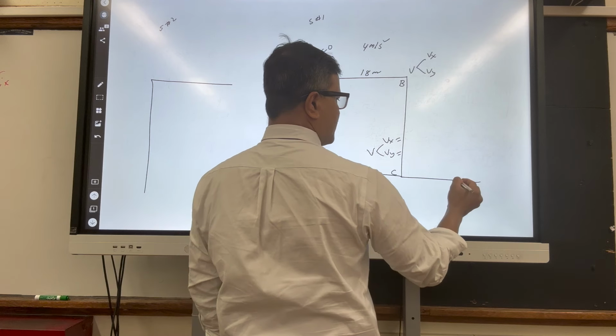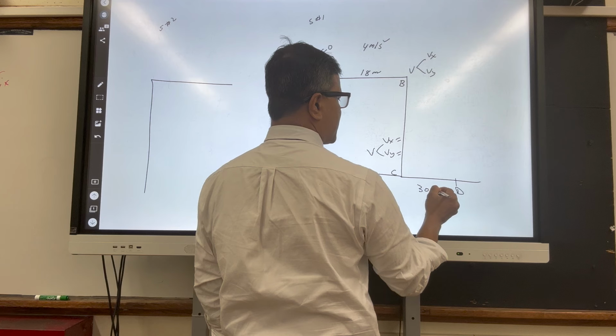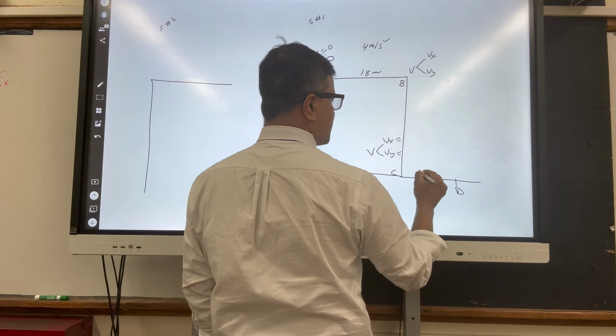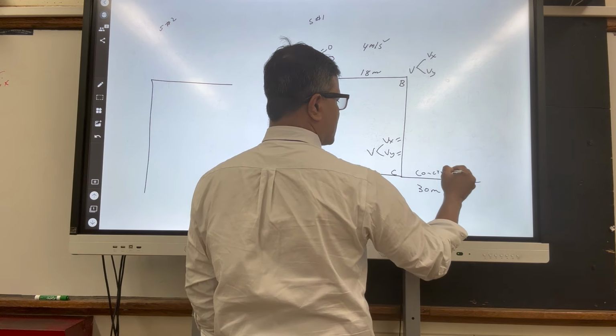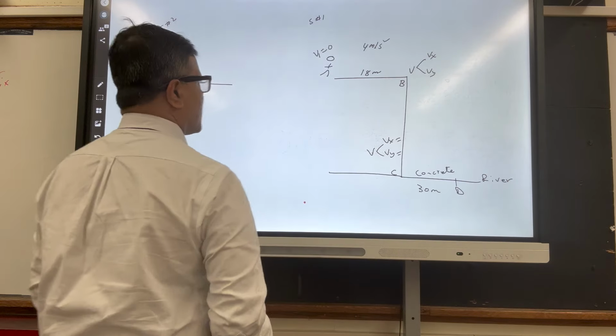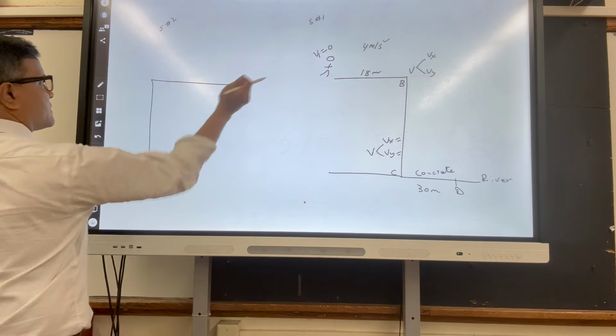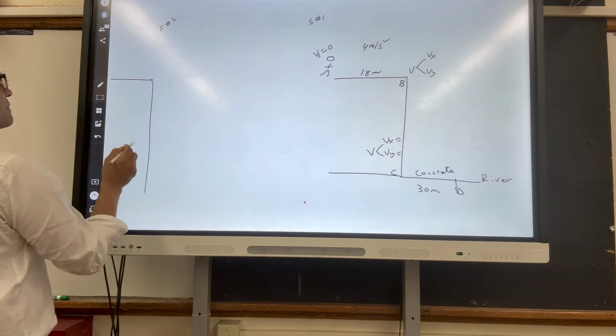There is a distance between C and D, and let's say this is 30 meters, and this path is made of concrete. Beyond D is river. I want you to figure out which man will land on the river between these two men.